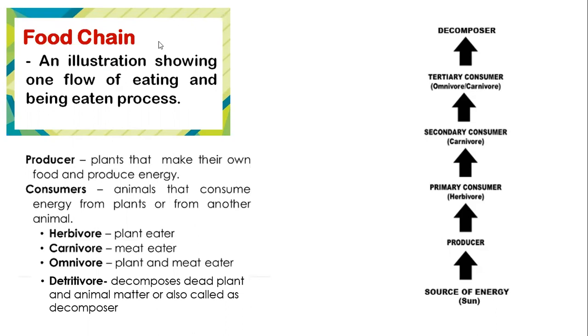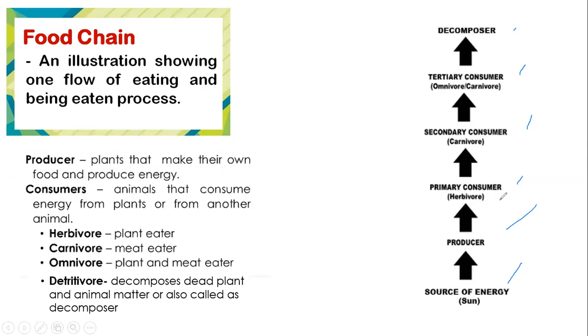For you to make the food chain, we should observe this flow. The first one must be the source of energy, which is the sun. The sun gives off light, which is received by the producer, which is a plant, and with that light energy the plant can create its own food via photosynthesis with the help of carbon dioxide and water. So we have the producer. After the producer, we have the primary consumer, secondary consumer, tertiary consumer, and decomposer.